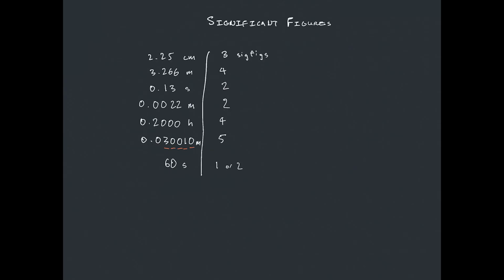What if it is precisely 60 seconds to within, let's say, plus or minus 0.1 seconds? Then we just write 60.0 seconds, and that is, of course, within 3 significant figures. So 60 seconds, 1 or 2, 60.0 seconds, 3 significant figures.